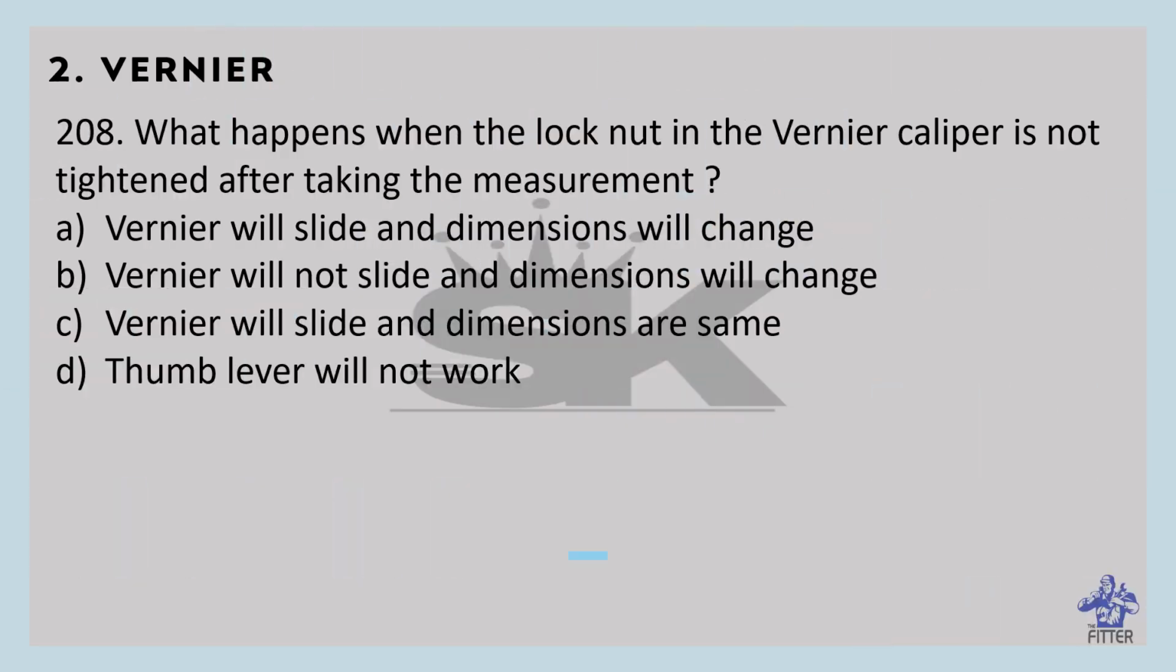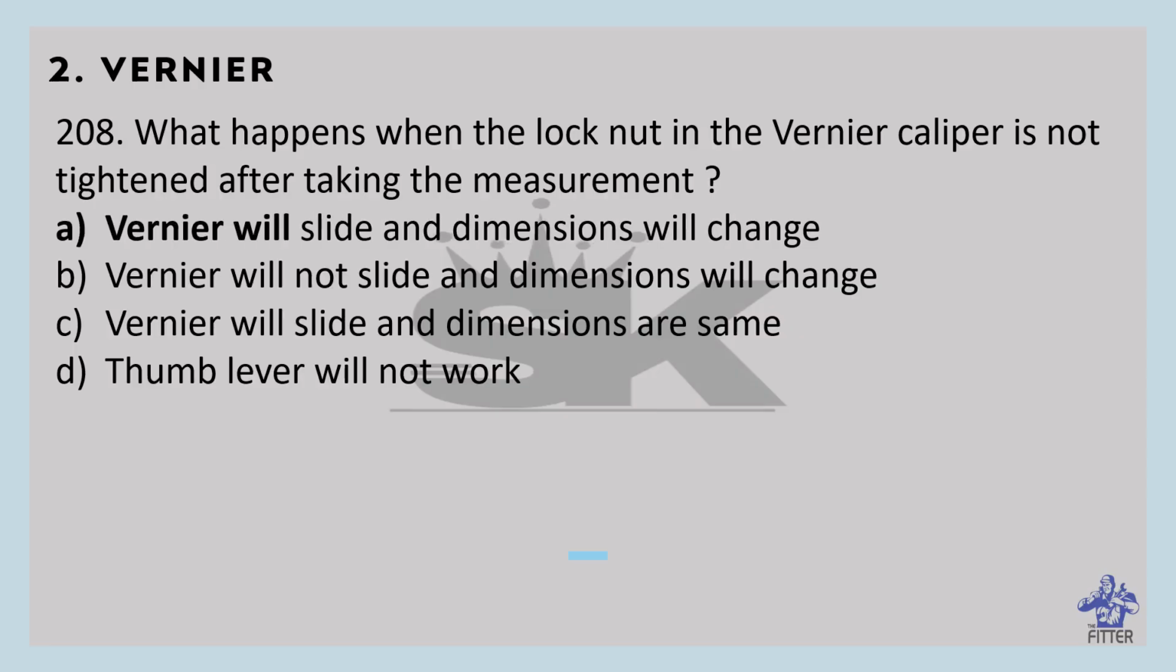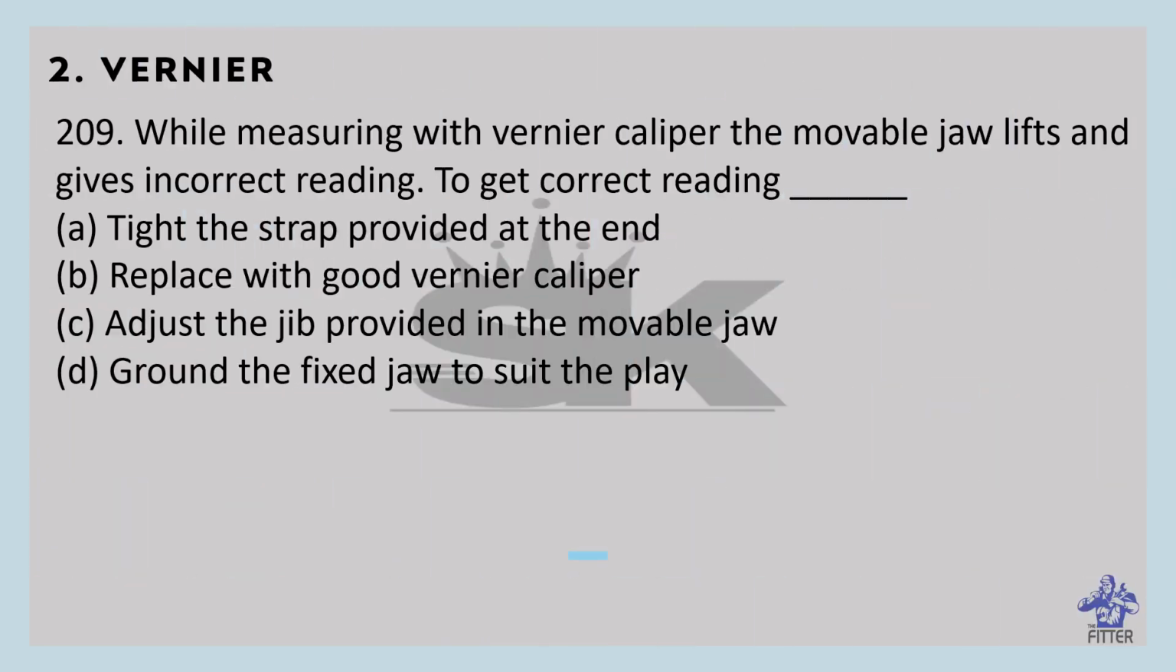What happens when the lock nut in the vernier caliper is not tightened after taking the measurement? The vernier will slide and the dimension will change. So option A. While measuring with a vernier caliper, the movable jaw lifts and gives an incorrect reading. To get the correct reading, adjust the gib provided in the movable jaw. Option C.